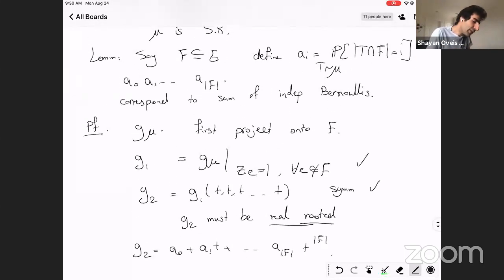Remember, a_i is the probability that you get exactly i edges in the set F. And you can just check that the coefficient of t to the i is exactly a_i in this polynomial G2. Now, G2 is real rooted.